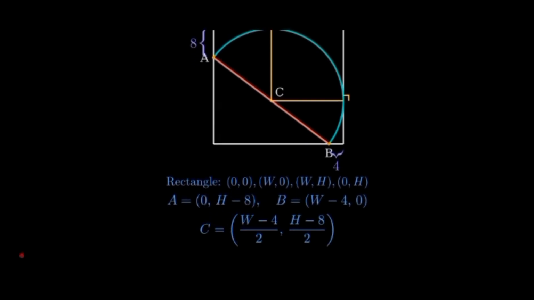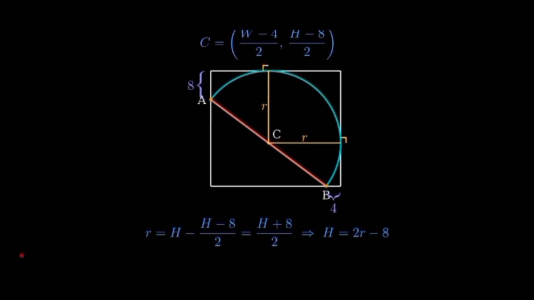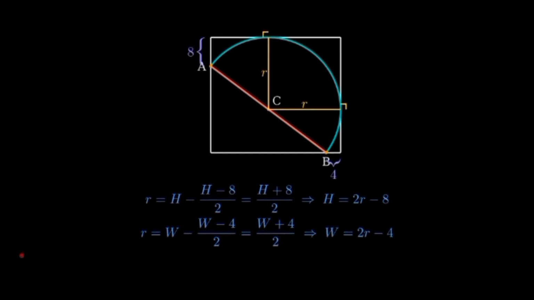We will model this with coordinates. Let the rectangle corners be at (0, 0), (W, 0), (W, H), and (0, H). Point A is at (0, H minus 8). Point B is at (W minus 4, 0). Since AB is a diameter, the center C is the midpoint of AB.